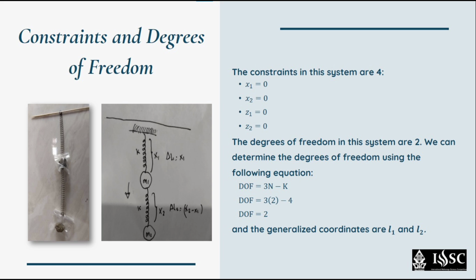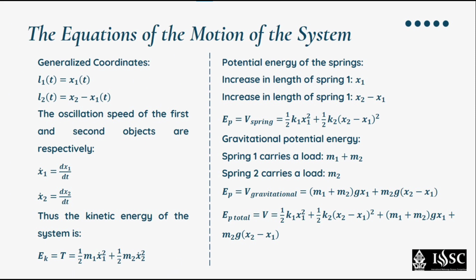We can determine the degrees of freedom using the following equation. DoF equals 3 times n minus k. DoF equals 3 times 2 minus 4. DoF equals 2. And the generalized coordinates are L1 and L2. The equation of motion of the system. Generalized coordinates: L1 equals x1, L2 equals x2 minus x1.